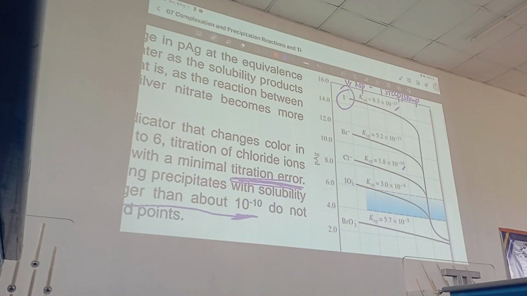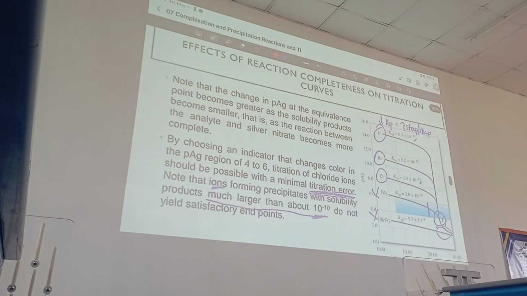Okay? So therefore, I can use iodide, bromide, or chloride, but I cannot use IO3 or PR3. Those two do not fall in the range, and at the same time their curves are not pronounced or steep. They are much larger than 10 to the power of negative 10, so do not use them. Negative 8 or negative 5 is even higher than that.